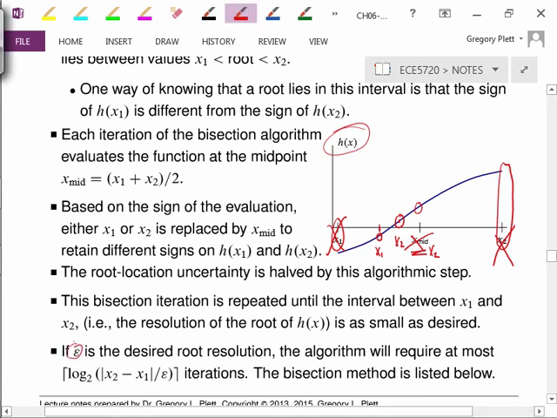So suppose epsilon is the desired root resolution, then the algorithm requires at most the ceiling, which rounds up to the next highest integer, of log base 2 of the absolute difference between x2 and x1, all divided by epsilon. That's saying that we start out with an uncertainty between x2 and x1. We want that uncertainty to be epsilon, so it's that many factors of epsilon to begin with, and the log base 2 reflects the fact that we cut the uncertainty in half every iteration, and we'll get some decimal number, so we have to round that up to get the integer number of iterations required.